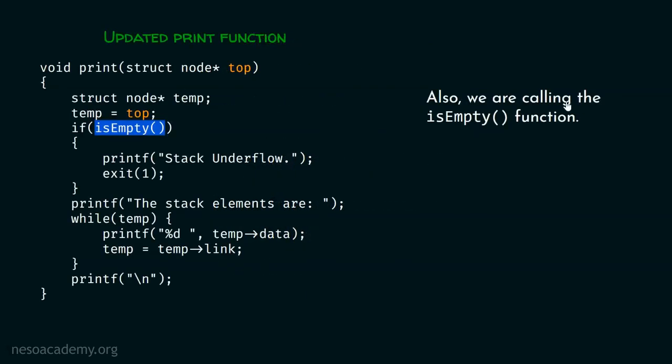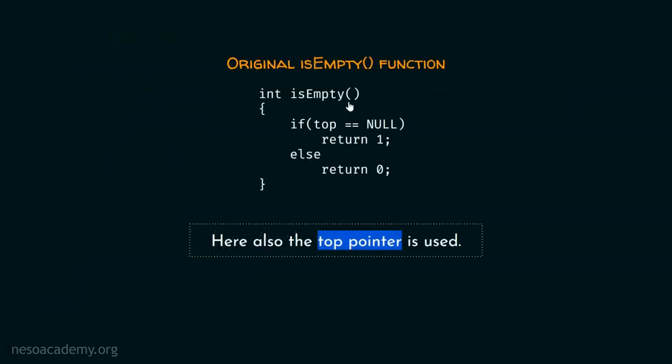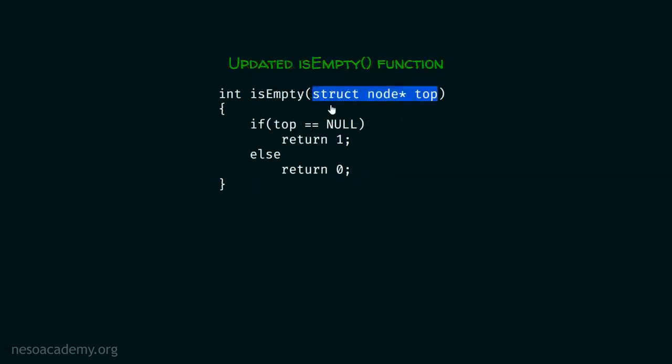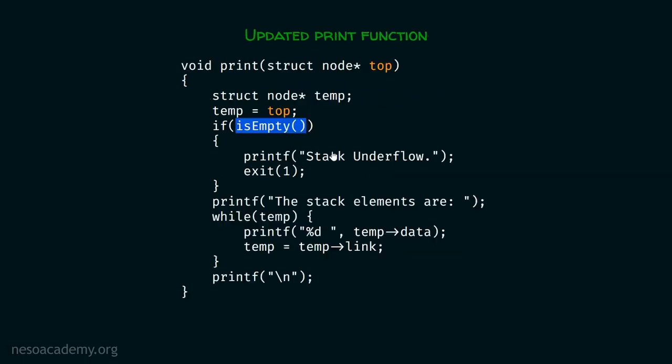Okay. Also, we are calling isEmpty function inside this print function. You can see this, that we are calling isEmpty function. And in this isEmpty function, you can see the top pointer is used. This top pointer is not local to this function. In the past, this function was using this top pointer, which is the global top pointer. Now we don't have any global top pointer. We must pass the top pointer locally to this function. So here we will write struct node start top, and in the print function we must put top over here. Fine. Now I think the idea is clear to you.